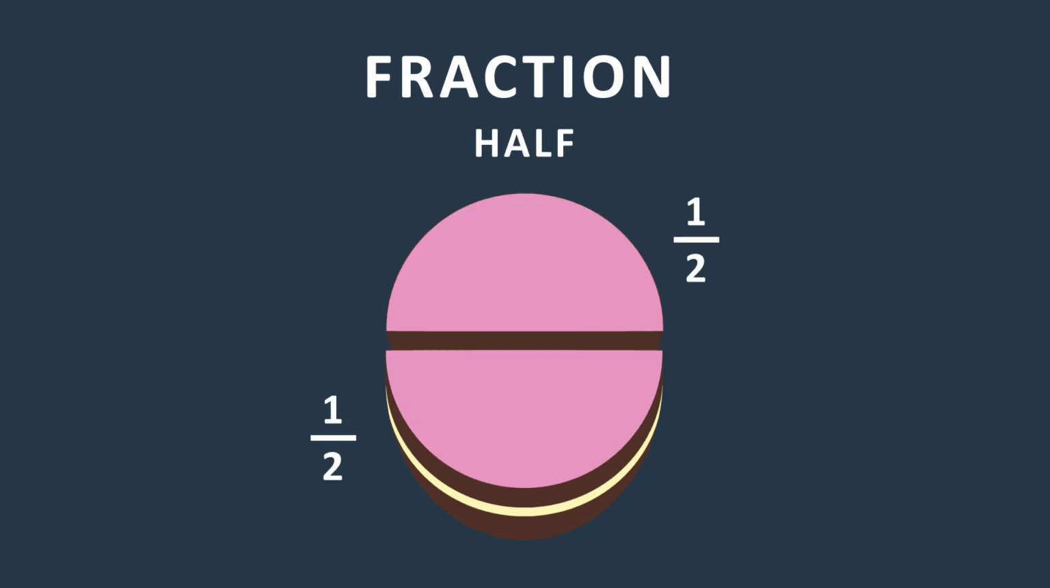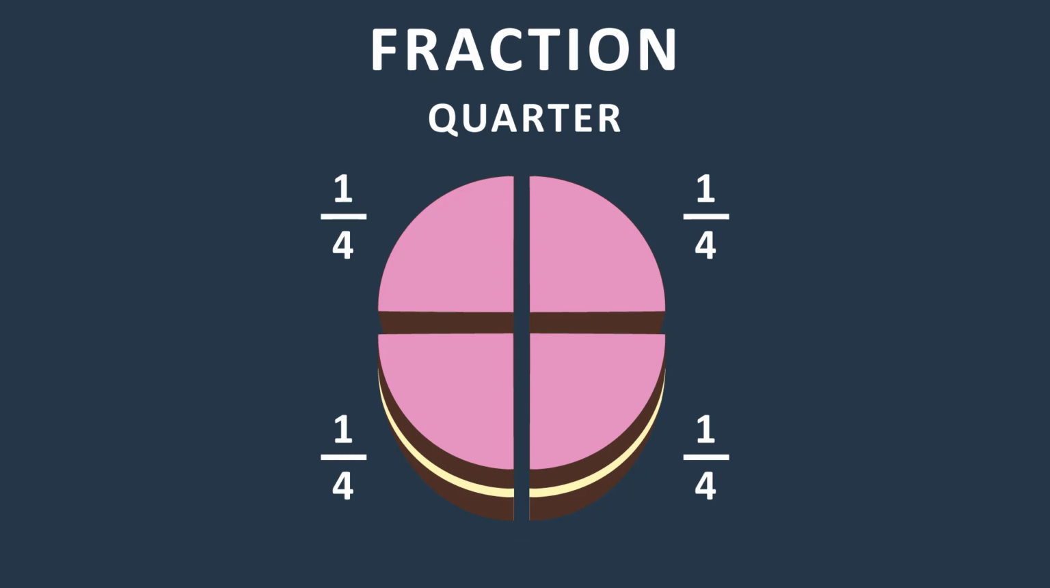When Mom cut the cake into two, it became two equal parts. Each part is called half and is written as 1/2. When Mom cut the parts again into halves, it became 4 equal parts. Each part is called quarter and is written as 1/4.